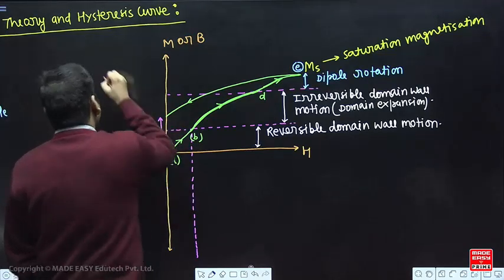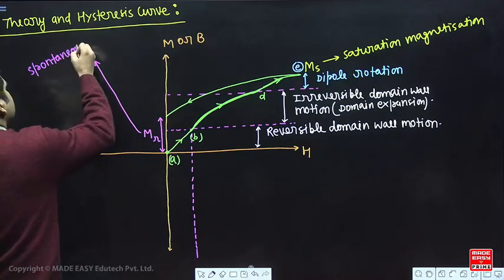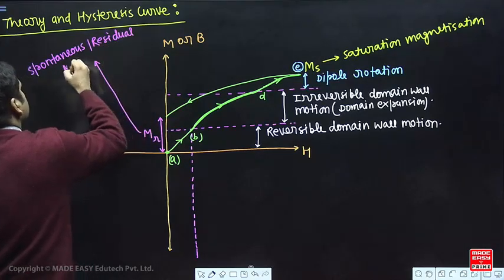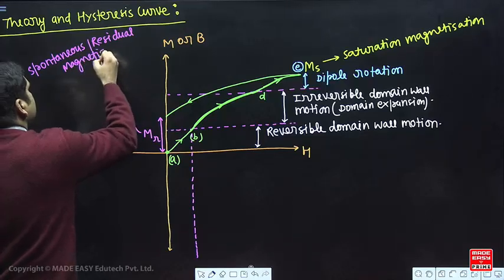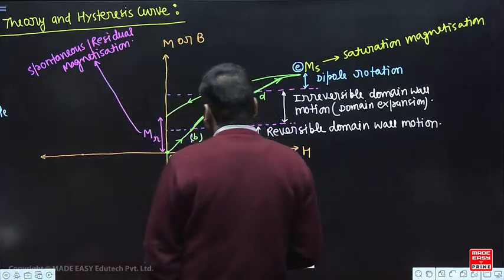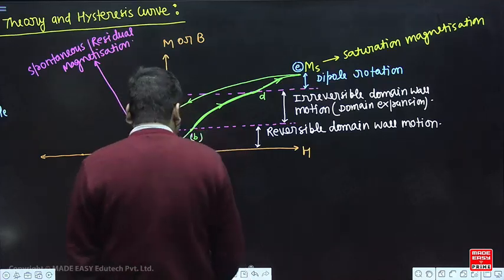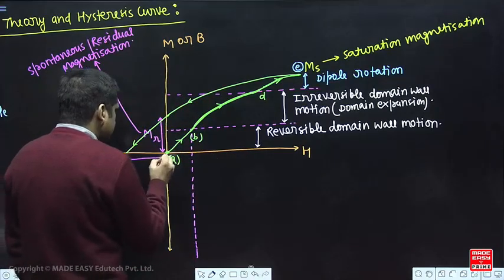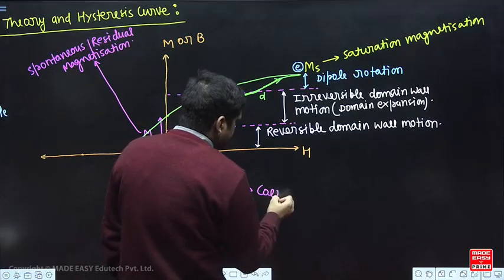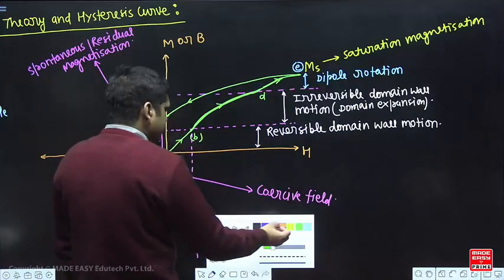I am representing it with MR. So it is known as spontaneous या residual magnetization. This is known as spontaneous or residual magnetization. To make this residual magnetization 0, the magnetic field applied in the reverse direction is known as coercive field. The amount of field required to be applied in the reverse direction is known as coercive field.